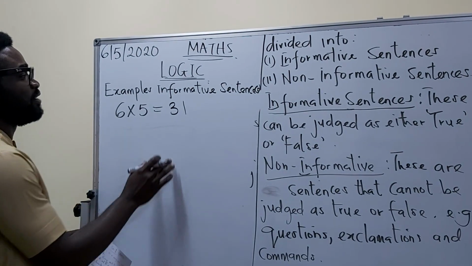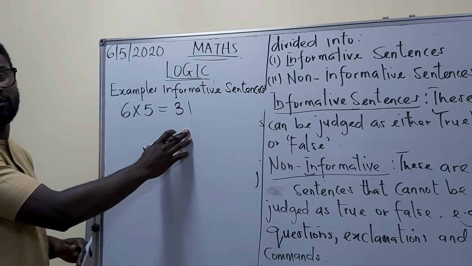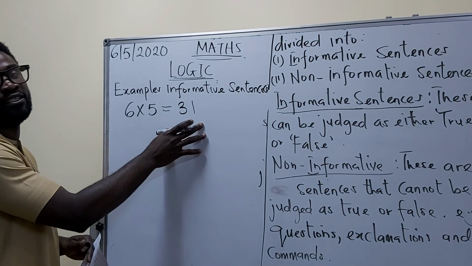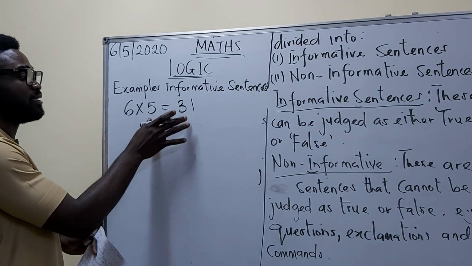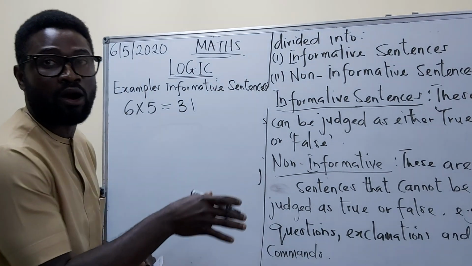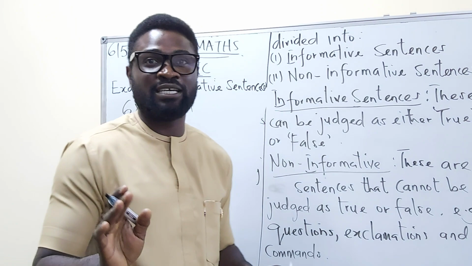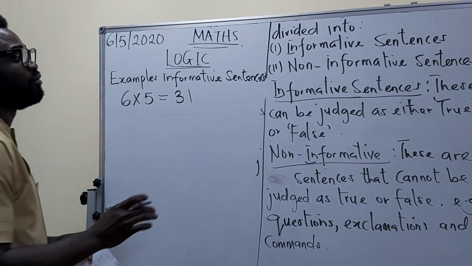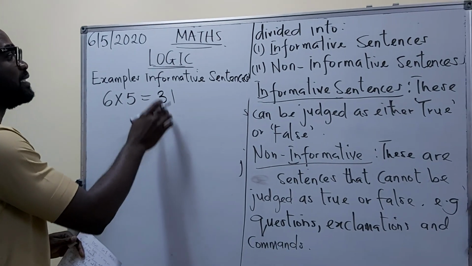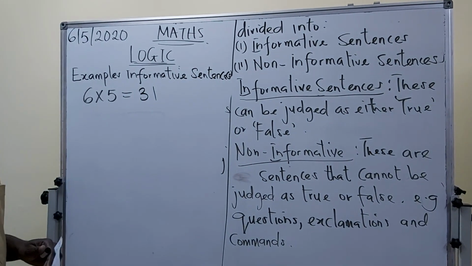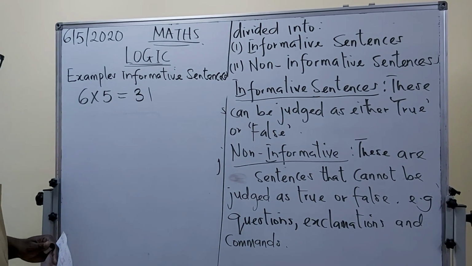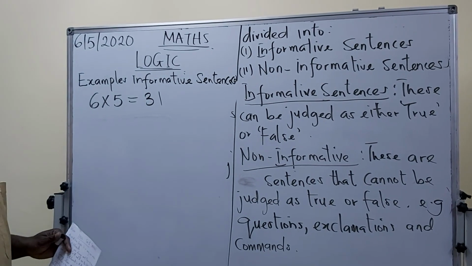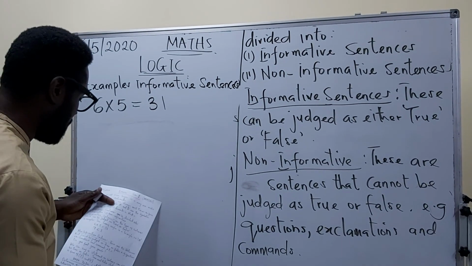Now, 6 multiplied by 5, we all know is not equal to 31, it's equal to 30, right? But it's a statement because, as you can read, you can judge this statement as either true or false. It's as simple as ABC. Now, what kind of sentence can we call this? This is why we call it an informative sentence, mathematically proved. You can see this is a statement because you can always tell us if it is true or false.